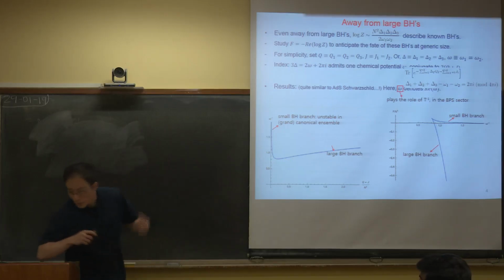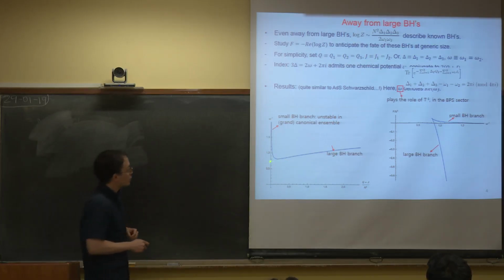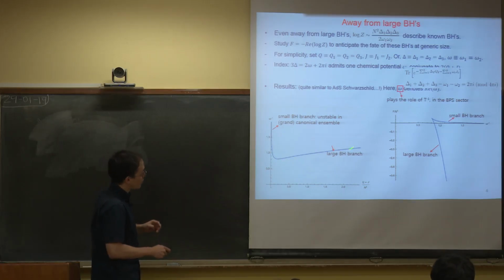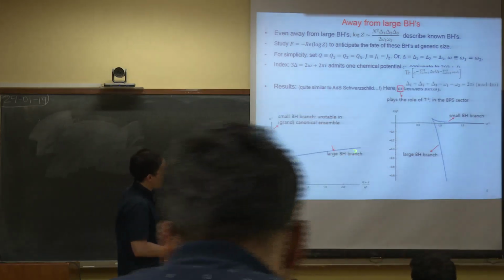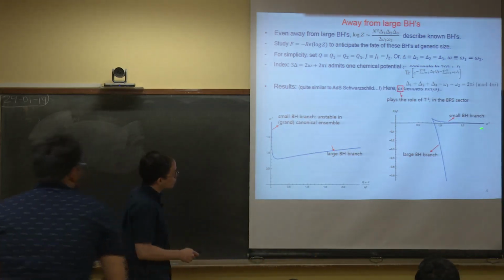Just to understand, the Q's are all equal? Yes, all equal, and the J's are all equal. And you're coupling to Q plus J. Yes, the index. So one first has a small black hole branch, which has a negative susceptibility, so it's unstable in the grand canonical ensemble. It has a large black hole branch, which is stable, with positive susceptibility. You investigate the free energy as a function of temperature.